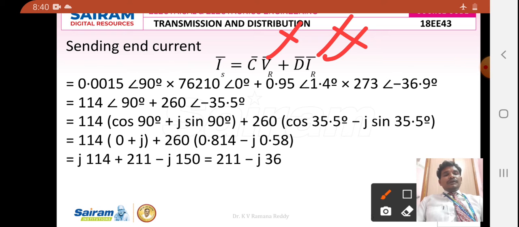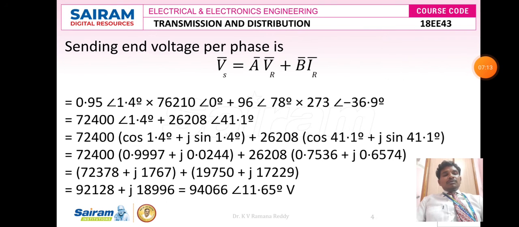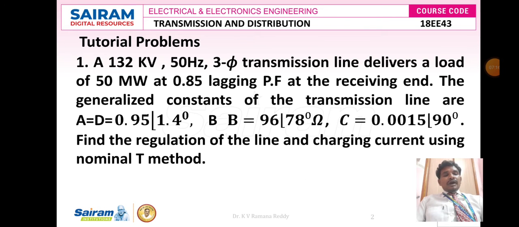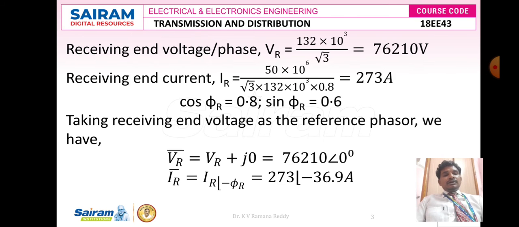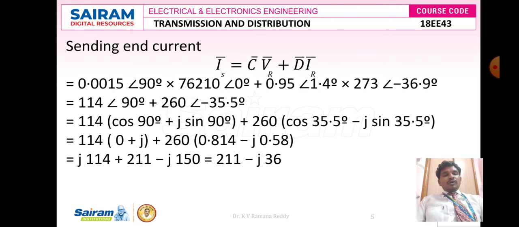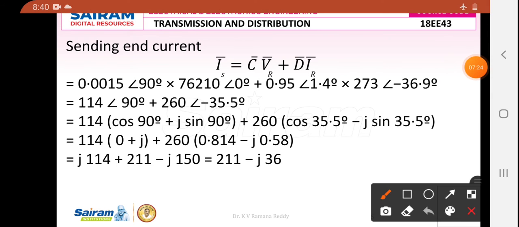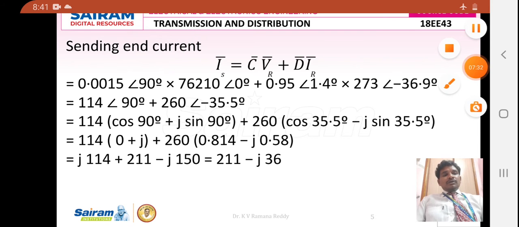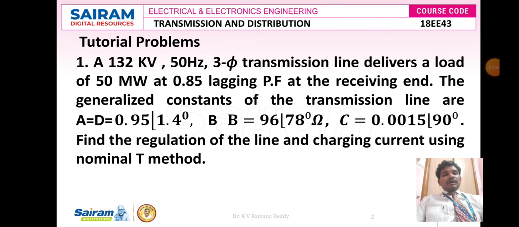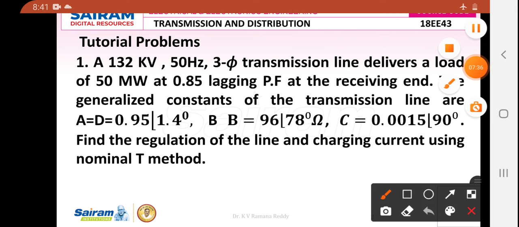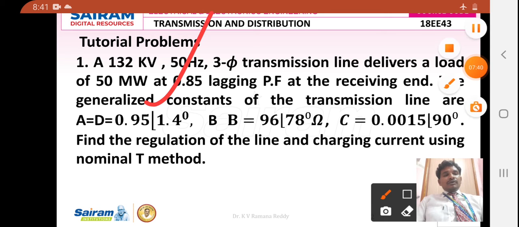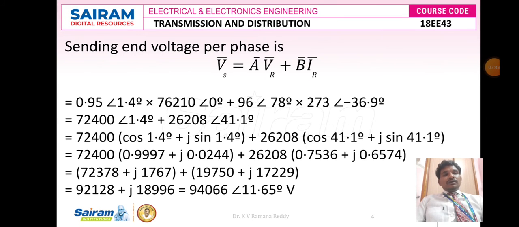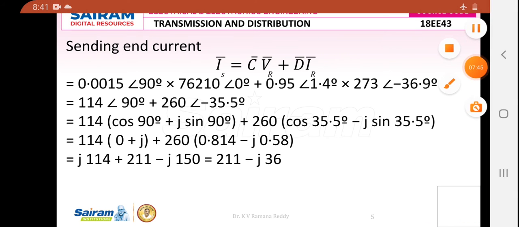Here I am going to substitute the VR bar and C bar values. For the C bar value we have to look at the given problem. In the given problem, C bar is 0.0015 at an angle of 90 degree. Here we substitute 0.0015 at an angle of 90 degree into VR bar, which we just calculated, 76,210 at an angle of 0 degree, plus D bar. Again in the given problem, D bar is 0.95 at an angle of 1.4 degree. We substitute that in the place of D bar into IR bar.